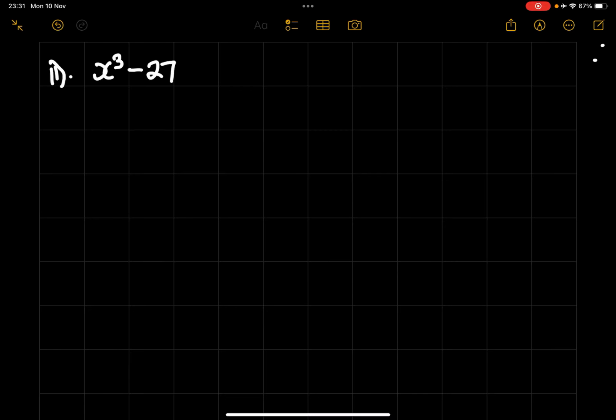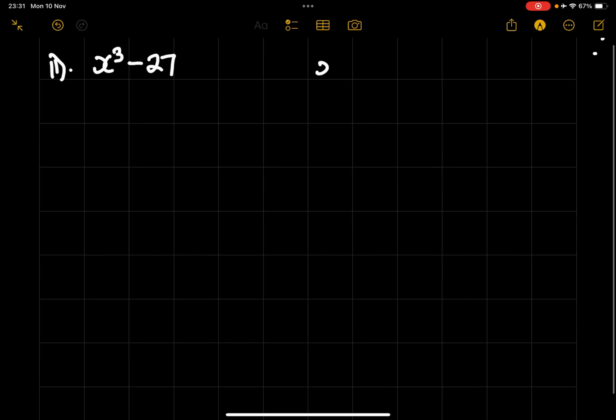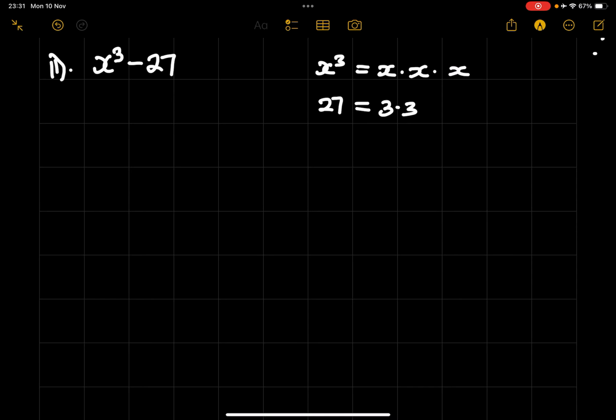Ladies and gentlemen, in front of us we are given an expression to factorize. This is difference of two cubes because x cubed can be written as x times x times x, and 27 can be written as 3 times 3 times 3. And then to factorize this, we're going to open a small bracket and a big bracket.